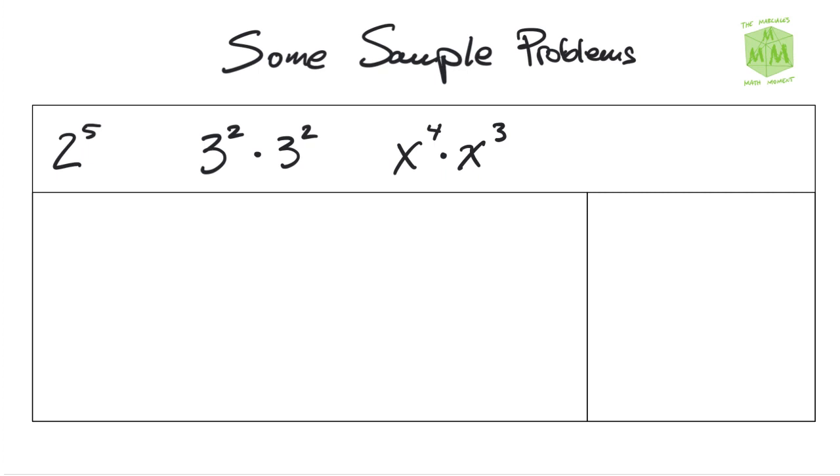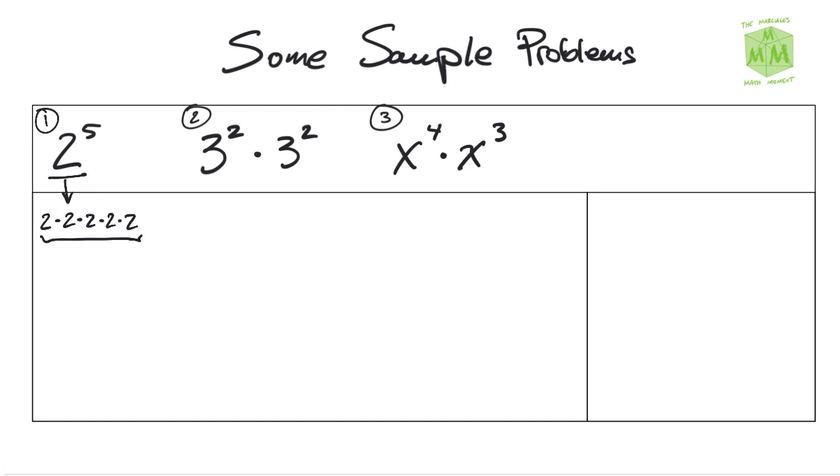So I have three examples written down here, example number 1, 2, and 3. These are our simpler examples. What we're going to do is write this out in expanded form. Expanded form means 2 raised to the 5th power means I have repeated multiplication of 2 times 2 times 2 times 2 times 2, 5 times. It's expanded out here.